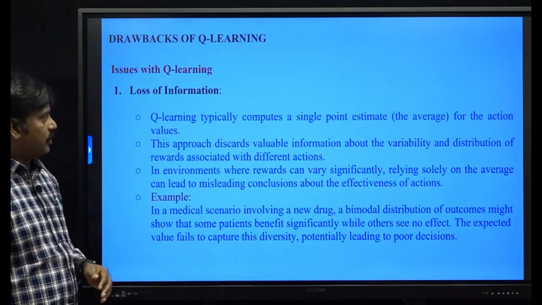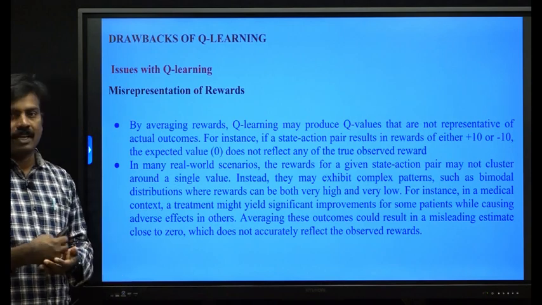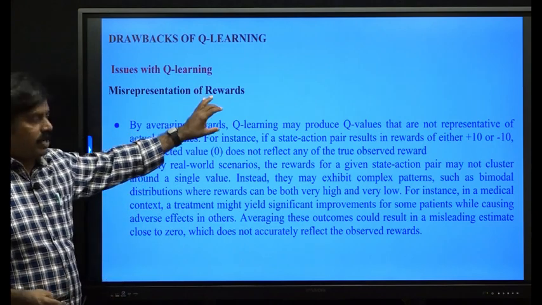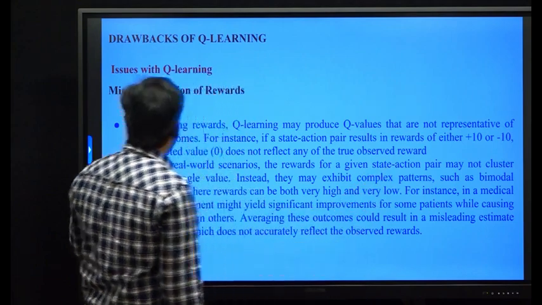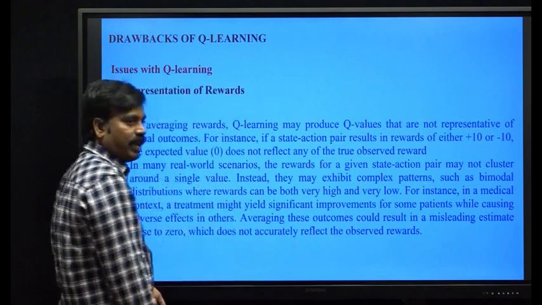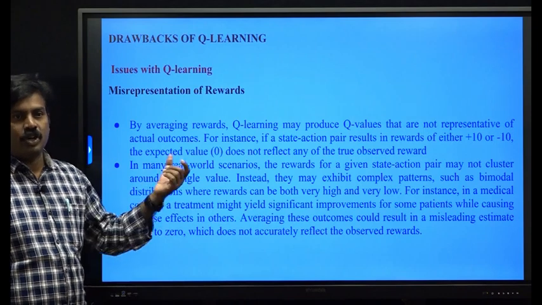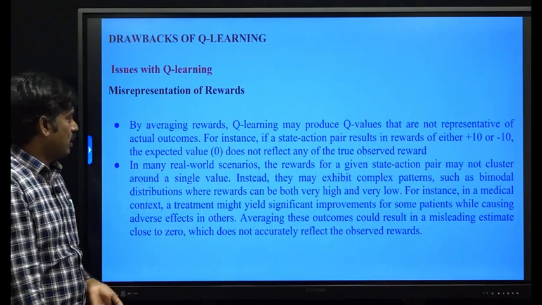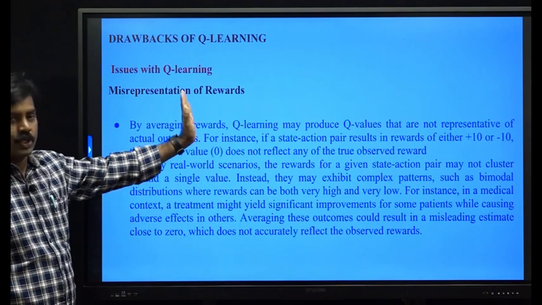The loss of information. The second one is misrepresentation of rewards. The second drawback of Q learning is misrepresentation of rewards. By averaging rewards, Q learning may produce Q values that are not representative of actual outcomes. For example, if the state action pair results in rewards of either plus 10 or minus 10, the expected value, the average of these two rewards, is 0. So, it does not reflect any of the true observed rewards.